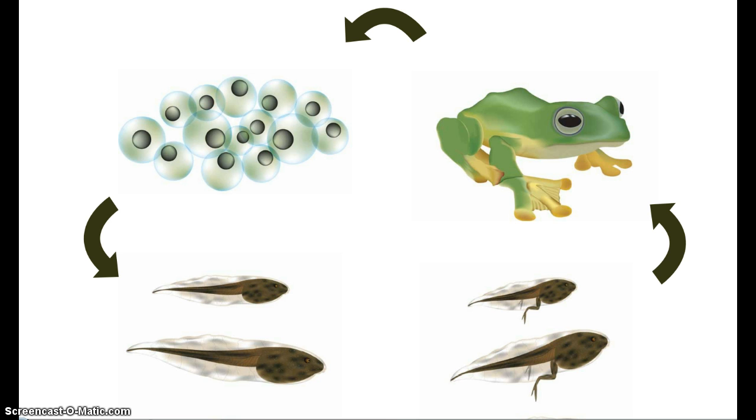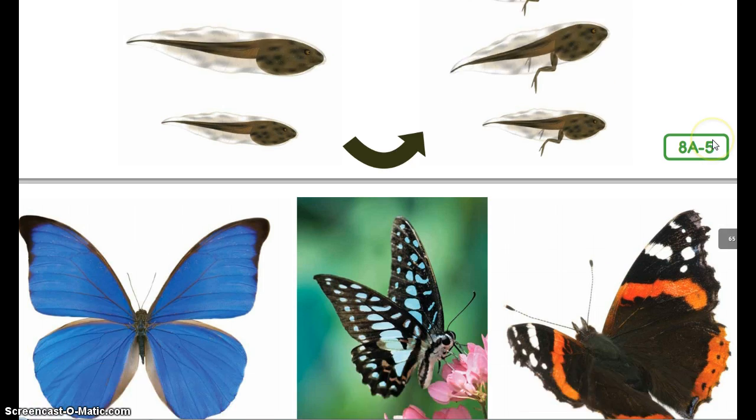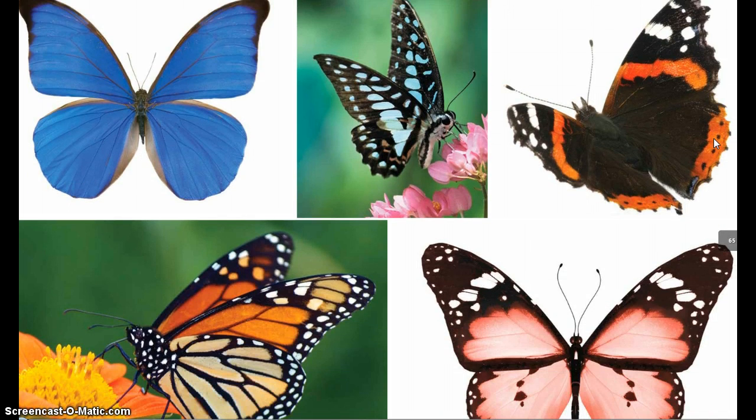Similar to the life cycle of a frog, a butterfly's life cycle also includes a stage called metamorphosis. Metamorphosis is the process in which a living thing changes or transforms from one shape to another. This means that it changes its entire appearance. Let's hear more about the extraordinary life cycle of these beautiful creatures called butterflies.